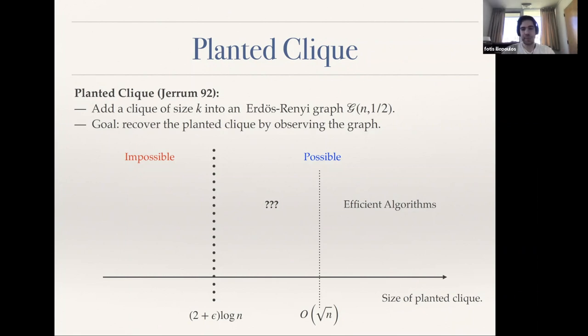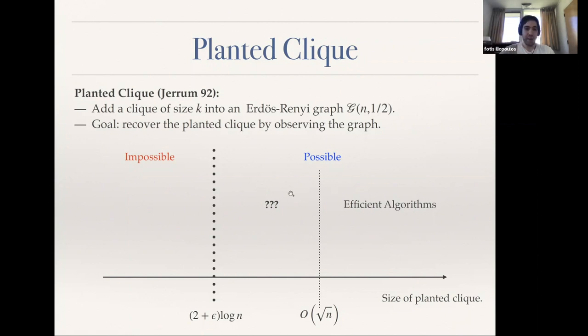However, and this is where another gap comes into play, people have observed that our efficient algorithms stop working basically at much larger sizes. And in particular, we need k to be at least square root n for any efficient algorithm to be able to detect the clique. Okay.